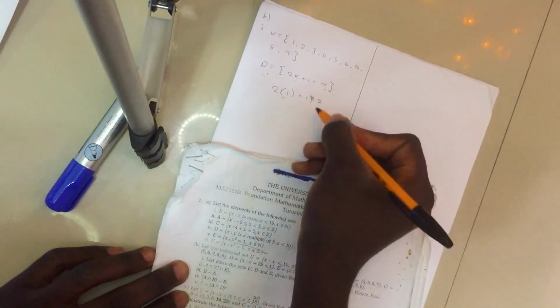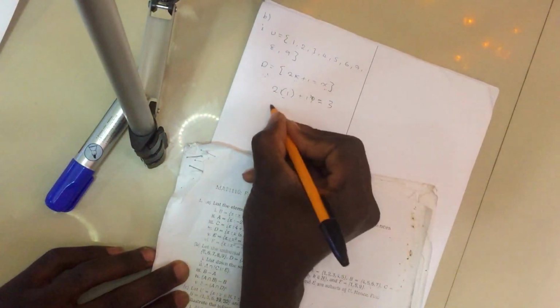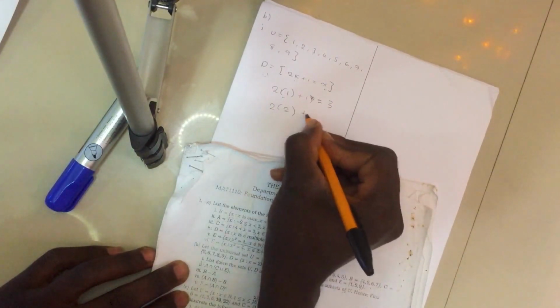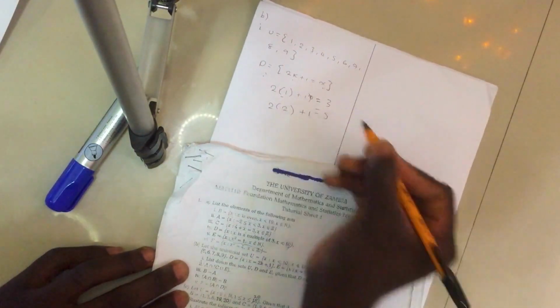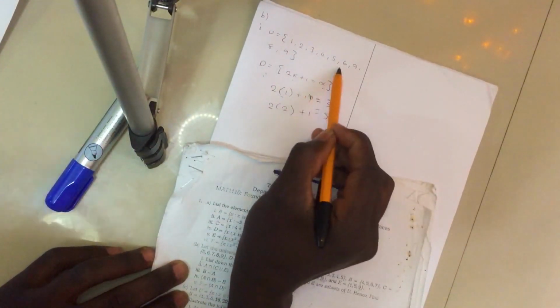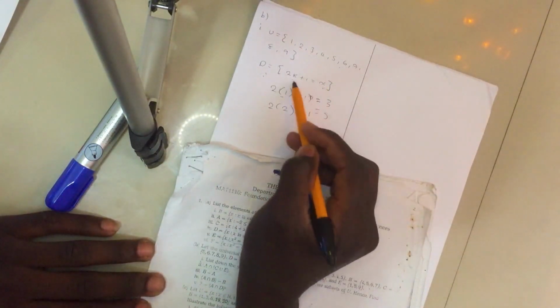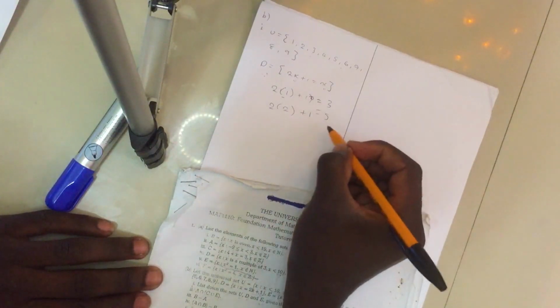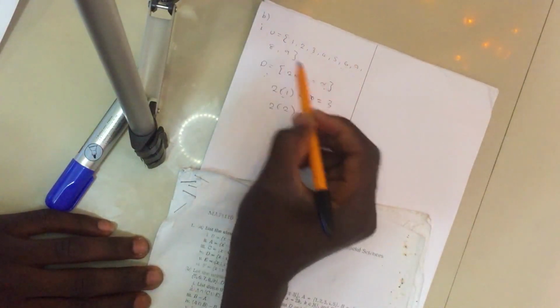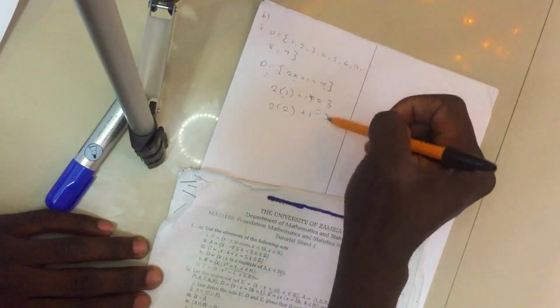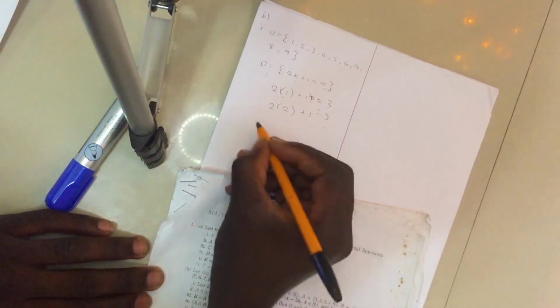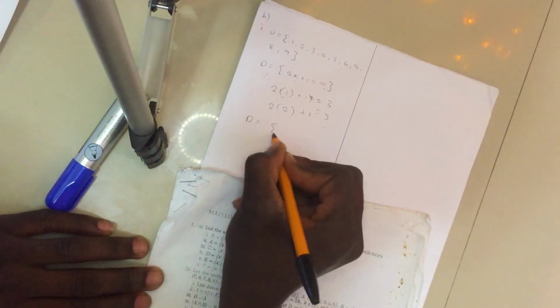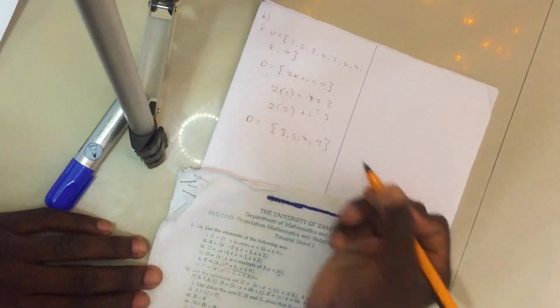2 times 1 plus 1, which is 3. Then 2 times 2 plus 1 is equal to 5. So if we continue substituting these elements with k, we're going to get odd numbers that are less than 10. So you can try this in your own time, substitute everything, and you realize that we're going to get a pattern, which is odd numbers. So which means that set D is equal to {1, 3, 5, 7, 9}, and those are the elements of our set D.